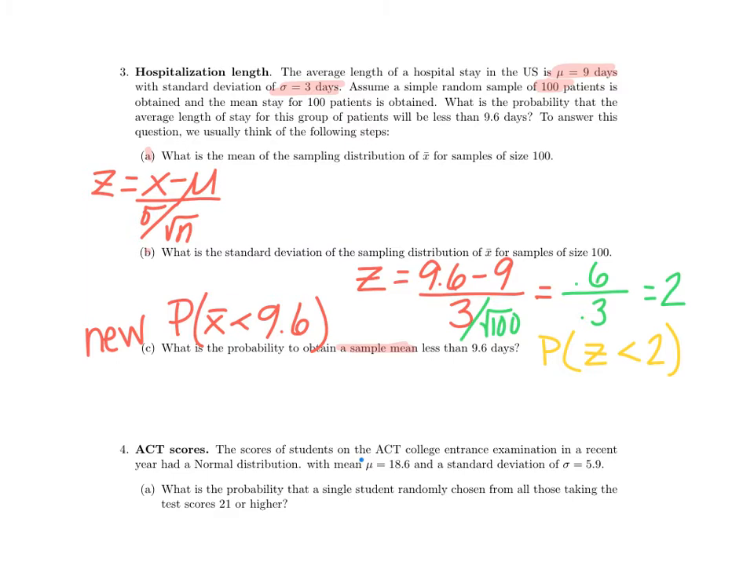We're going to go right to our chart. This is an area to the left, so we're just going to go ahead and look it up. 2 is 0.9772.